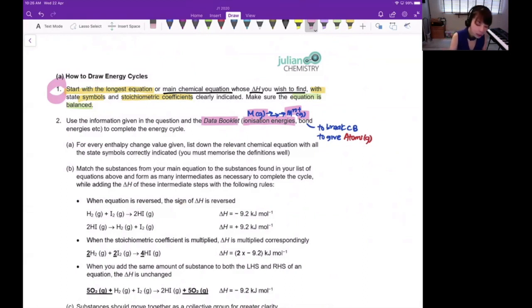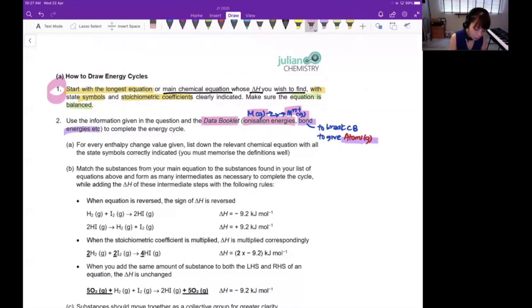Secondly, your data booklet also has your bond energies. Now, what are bond energies for? Remember the first lesson, your bond energies are to convert gaseous molecules, whether compounds or elements, to atoms. N2, H2, O2, Cl2, F2. These five gaseous elements will not be given for atomization, for creating atoms from these molecules. And also, if you need to break any covalent bonds from your molecules, they might not be given, and you might need to tap on bond energies whenever you need to create gaseous atoms. So make sure you remember that.